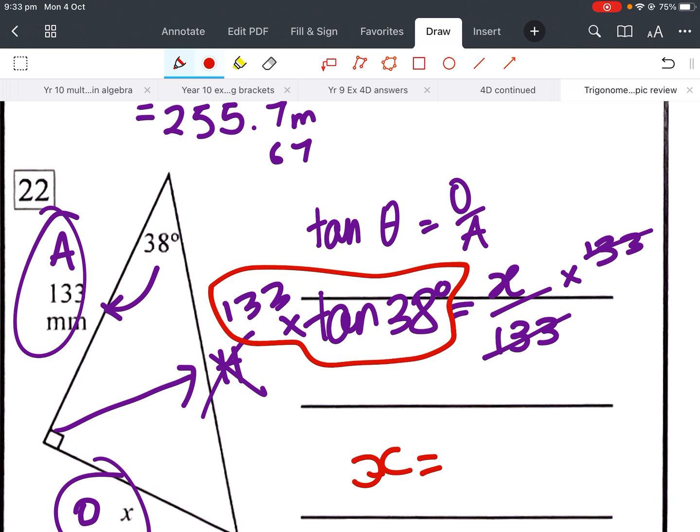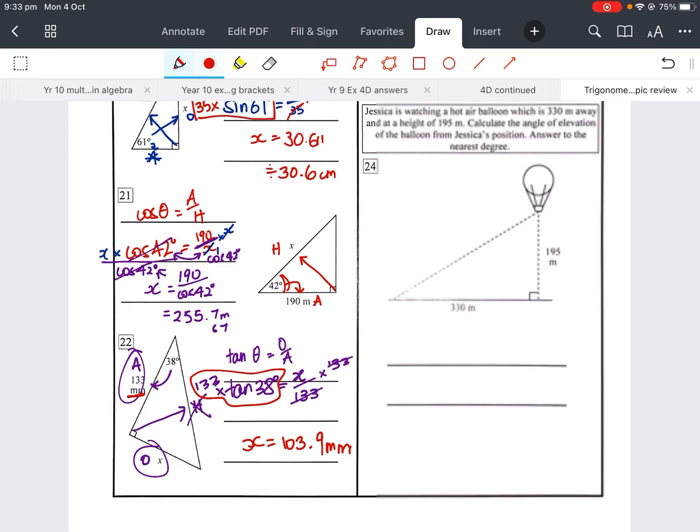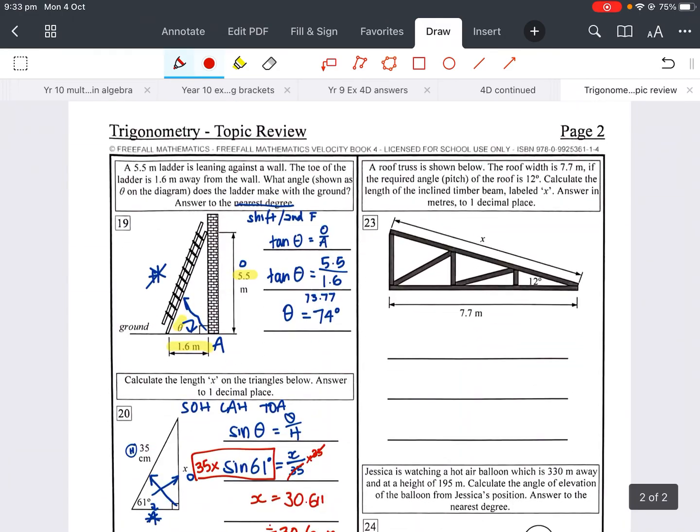I'm going to do that straight on my calculator. 133 times tan 38. Close the brackets if it opens them, Casio people. 103.91. The 1 does not round the 9 up, so 103.9, and my units over here are in millimeters. So this one is also in millimeters. Okay, next one.